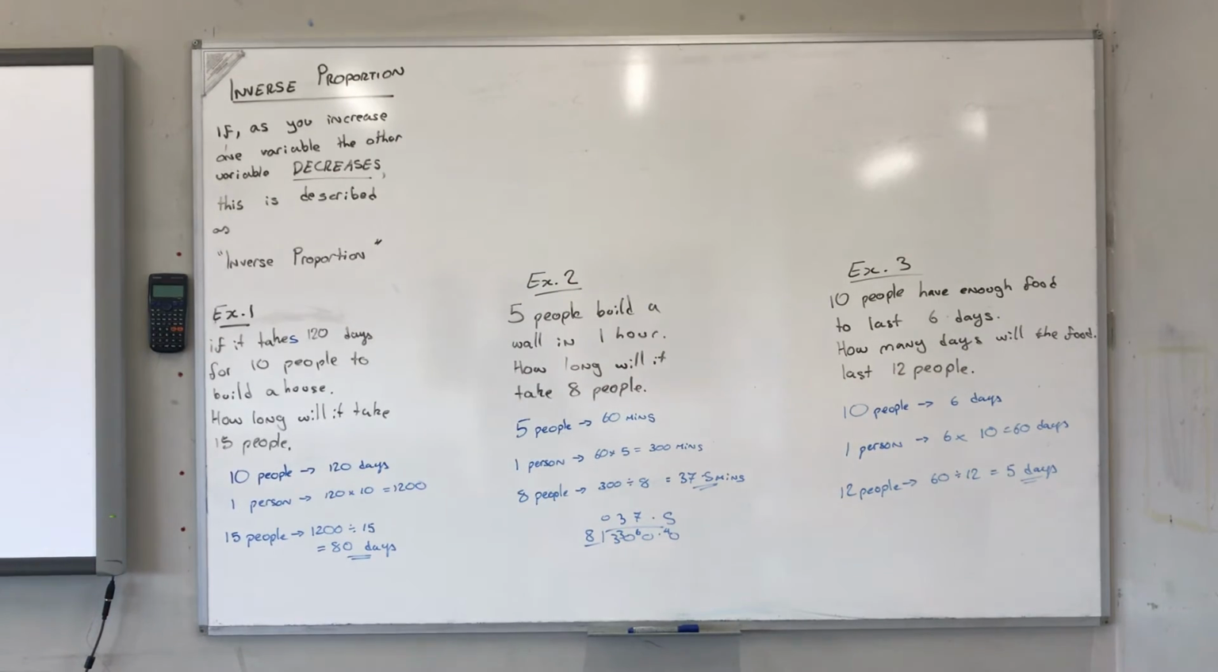So there we go. We had 10 people lasting 6 days. So one person would be 6 times 10, which is 60, and then 12 people would be 60 divided by 12, which is 5 days. So that food supply is going to last 5 days for 2 extra people.